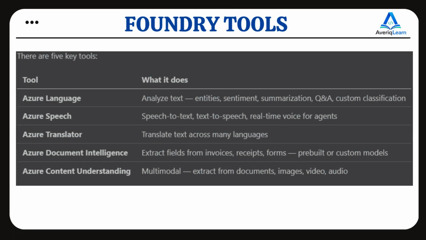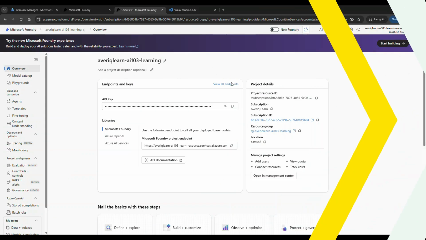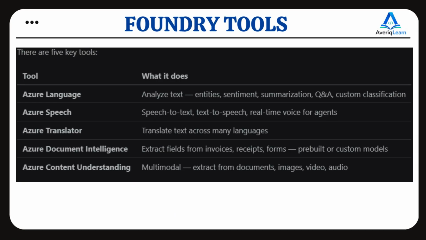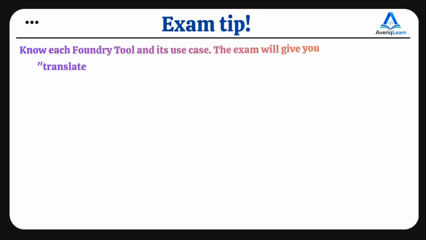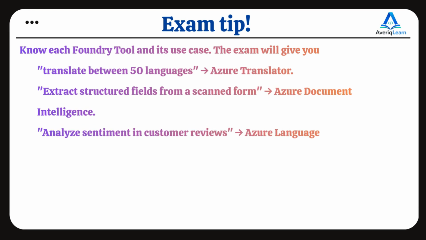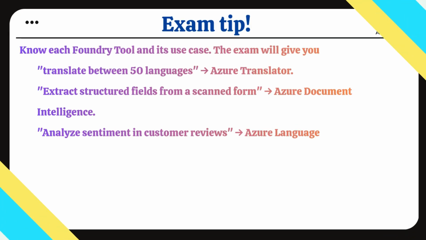Next up, Foundry Tools. This is where the classic Azure AI services live now. There are 5 key tools: Azure Language, Azure Speech, Azure Translator, Azure Document Intelligence, and Azure Content Understanding. Exam tip: know each Foundry tool and its use case. The exam will give you, translate between 50 languages. Azure Translator. Extract structured fields from a scanned form. Azure Document Intelligence. Analyze sentiment in customer reviews. Azure Language.